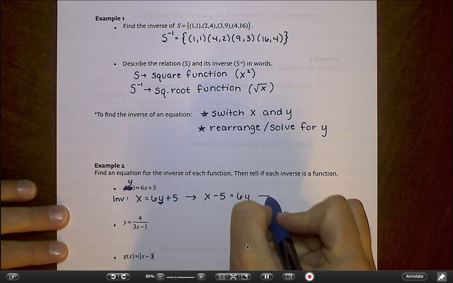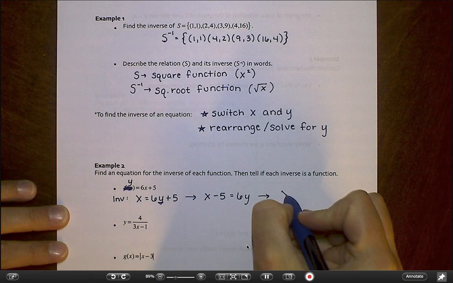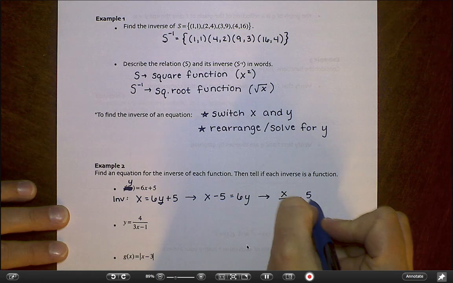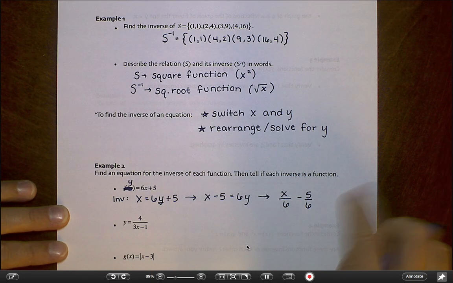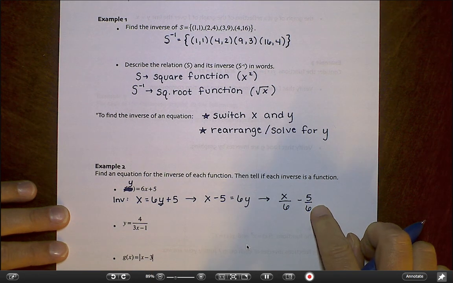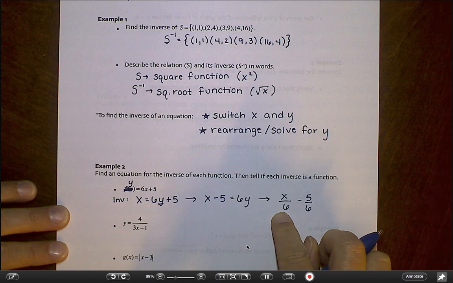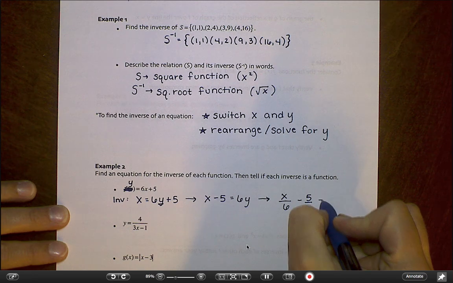So I would like for you to be in the habit of writing this like this, x over 6 minus 5 over 6. And the reason I say that is if you could actually divide by 6 here, you could do that, but this would still be over 6, and you want to make sure you don't lose track of that 6. Okay.